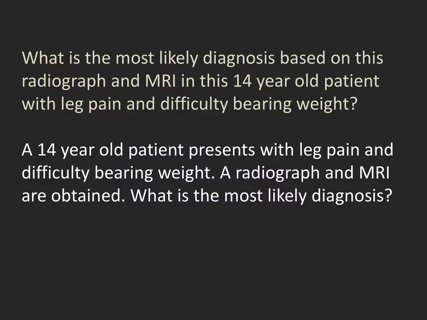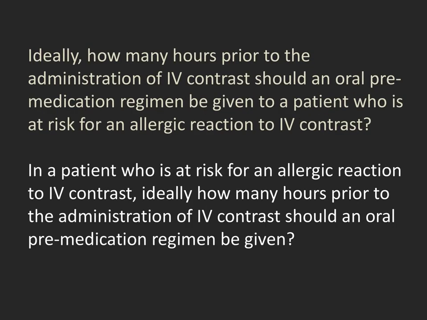Let's look at a couple of examples here. So the first one on the top is the non-linear question stem. What's the most likely diagnosis? So they've led with a question. Based on this radiograph and MRI, then they've said what was done. In this 14-year-old patient with leg pain and difficulty bearing weight, then they've said who it is, setting the scene there. The linear version of this is: a 14-year-old patient presents with leg pain and difficulty bearing weight, so we've set the scene. A radiograph and MRI are obtained, we've said what was done. What is the most likely diagnosis? That is much easier to process than the other way round.